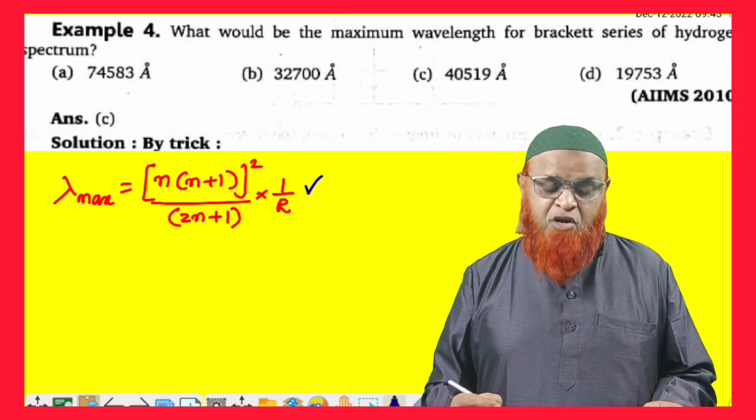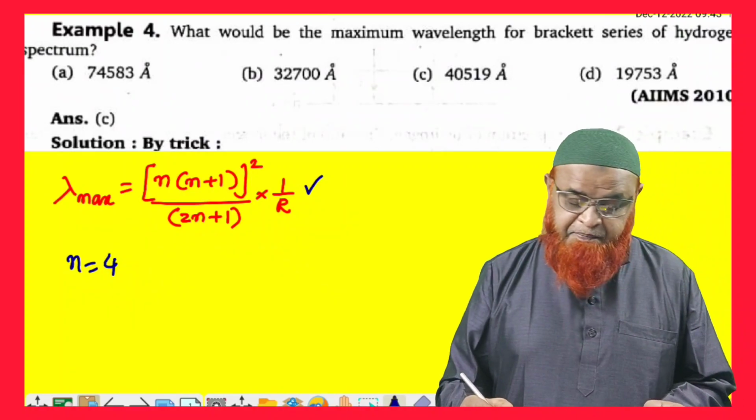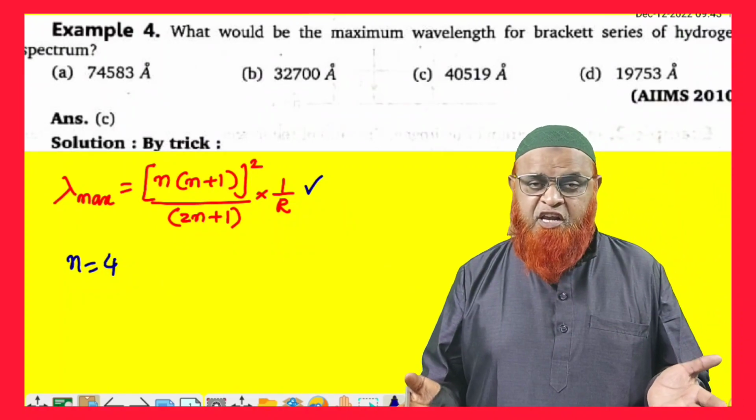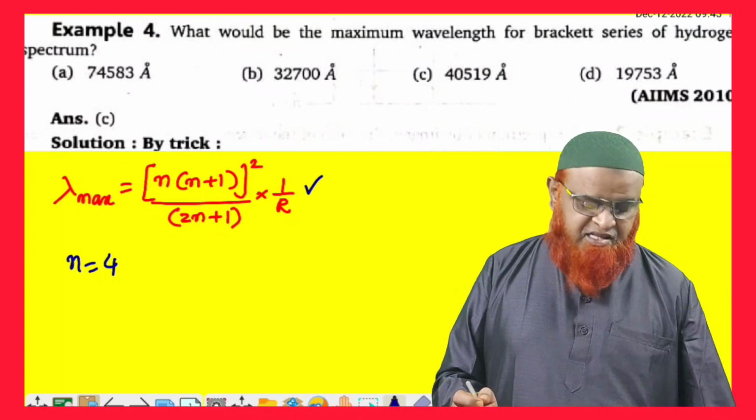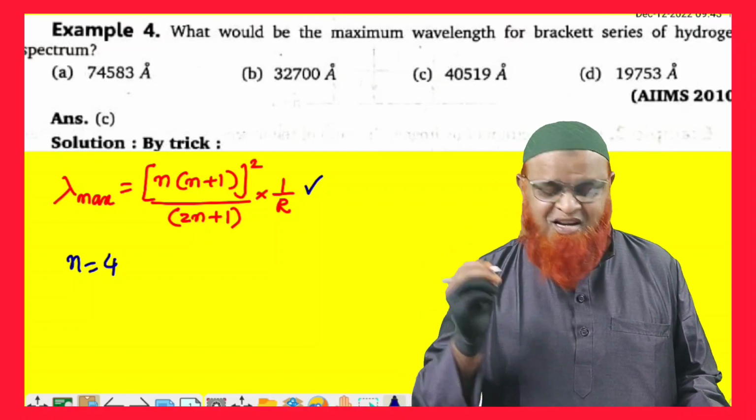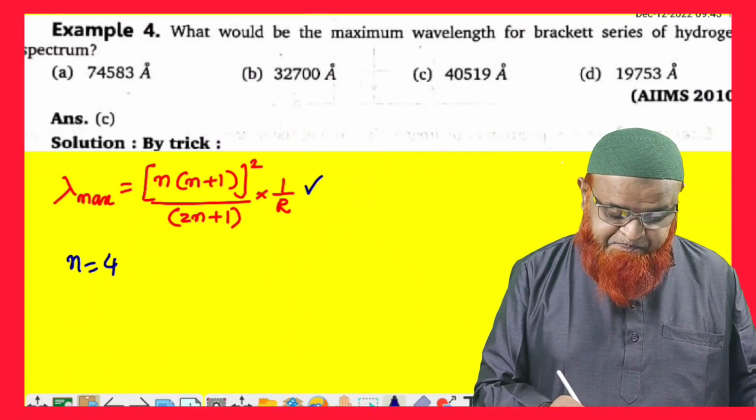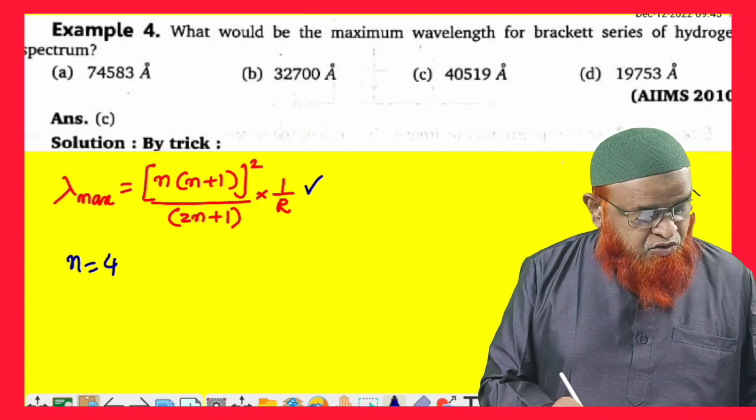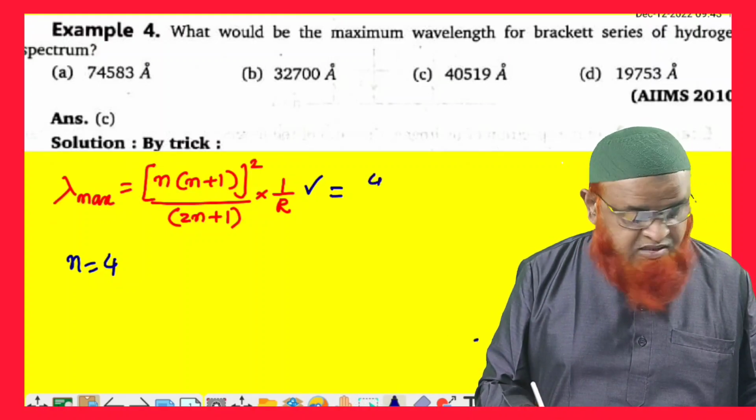By using this shortcut formula and substituting the value of n equal to 4 here, for the Brackett series, you will get an equation like this, which you can substitute and get the answer in a simple shortcut way. So what are you going to write now? Let us see here. You just do one thing: you can substitute the value of n equal to 4 and write here directly.